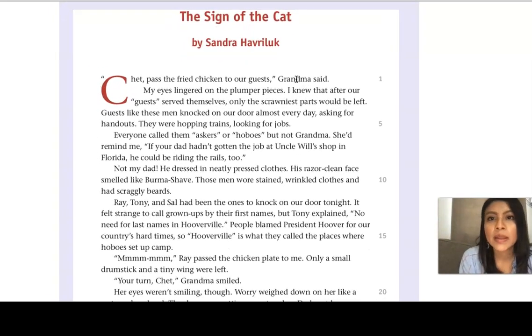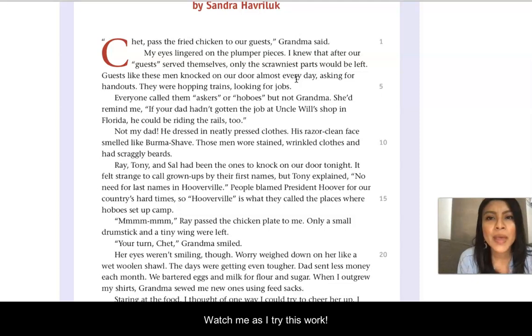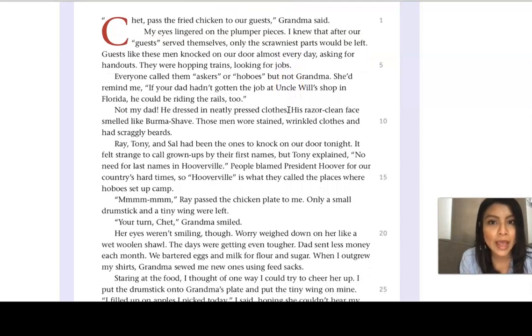I'm going to reread this part. The Sign of the Cat. Chet, pass the fried chicken to our guests, Grandma said. My eyes linger on the plumper pieces. I knew that after our guests serve themselves, only the scrawniest parts would be left. Like the tiniest parts would be left. Guests like these men knocked on our door almost every day, asking for handouts. They were hopping trains looking for jobs. Everyone called them askers or hobos, but not my grandma. She reminded me, if your dad hadn't gotten the job at Uncle Will's shop in Florida, he could be riding the rails too. Not my dad.